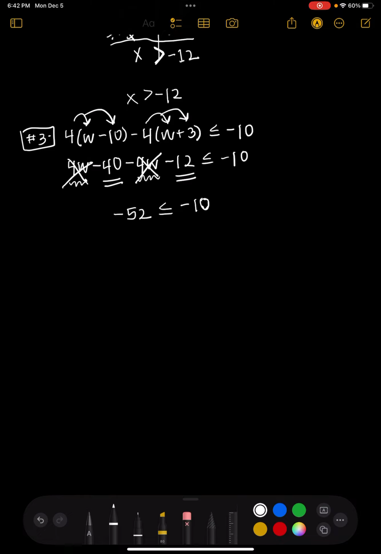So is negative 52 less than or equal to negative 10? Well, we know it's not equal to, but is it less than negative 10? Yeah, negative 52 is way less than negative 10. And so this makes sense. Even though it's not equal to, we know that it's less than, and so it makes sense. Like, I can put a check mark next to it. And because it makes sense, but there's no variable, my answer is that it's all real numbers.